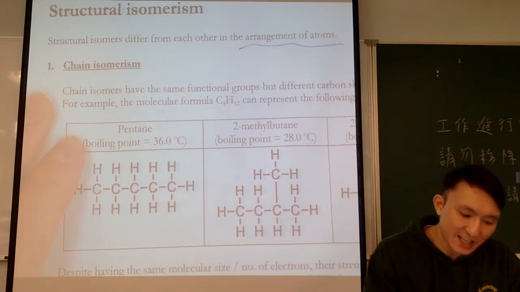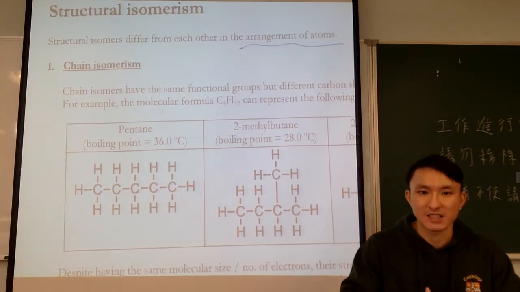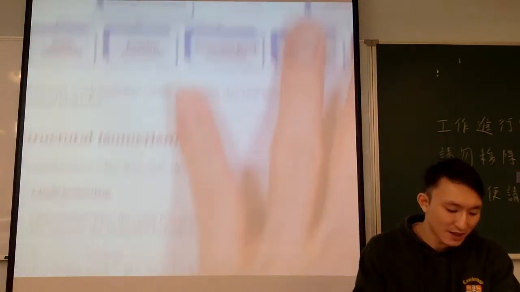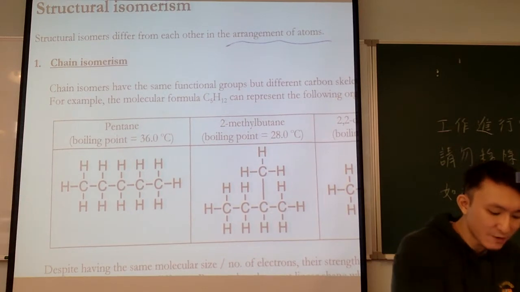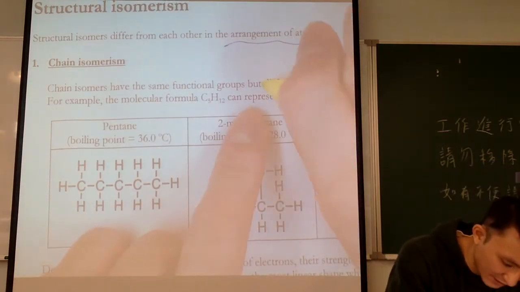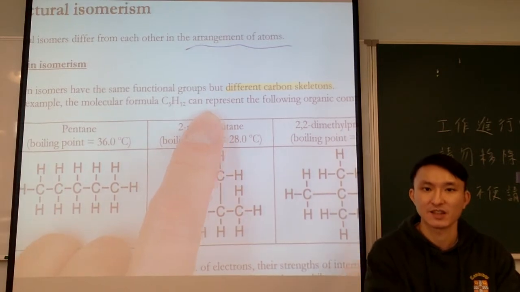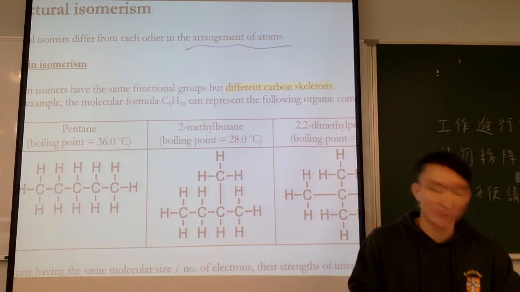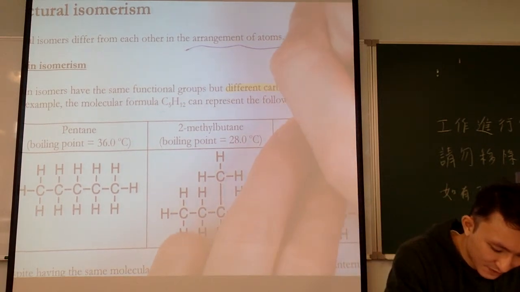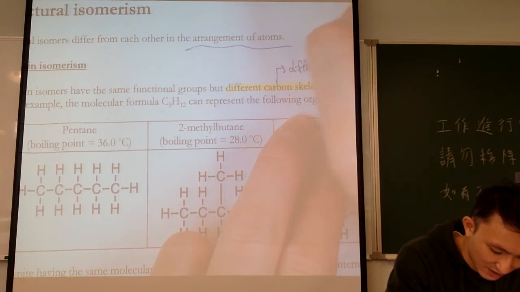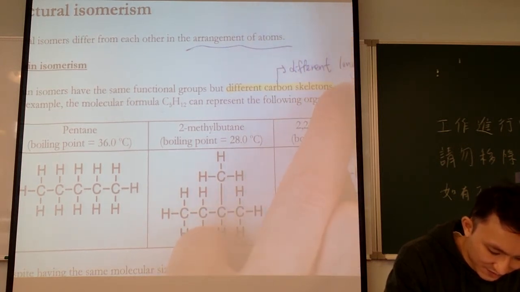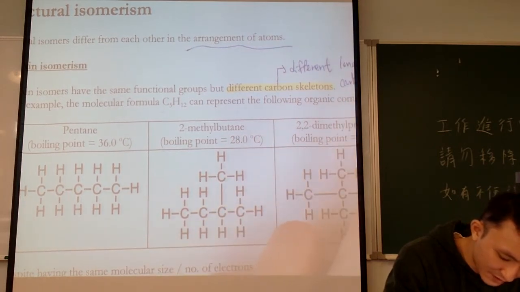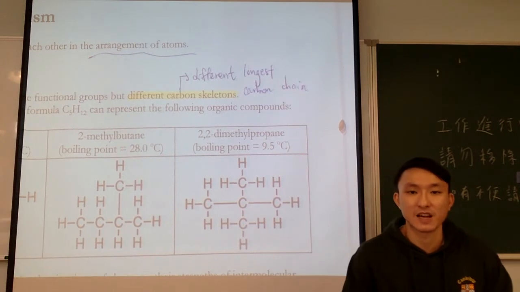Now, the first one is chain isomerism. Actually, this one is the one that I just showed you. This one belongs to chain isomerism. So for chain isomerism, the key focus is that they have different carbon skeletons. They have different carbon skeletons. What do you mean by different carbon skeletons? In other words, they have different longest carbon chains. Okay? Alright, that means different carbon skeletons.